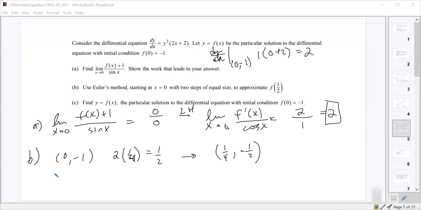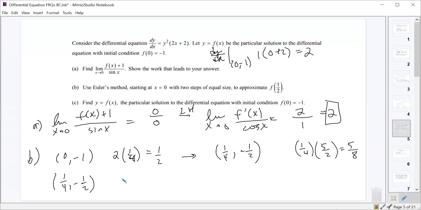Okay. And then the second part of that, since we're starting at 1/4, -1/2, we'll need to figure out what our value of our derivative is at that point. So y squared ought to be 1/4. And then 2 times a fourth ought to be 1/2, plus the 2 ought to be 5/2. So it looks like that gives us 5/8. And we got to multiply that by 1/4, which ought to be 5/32.